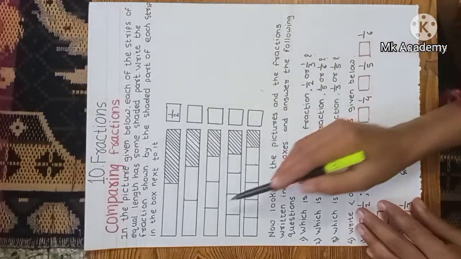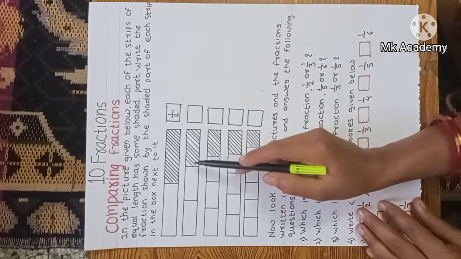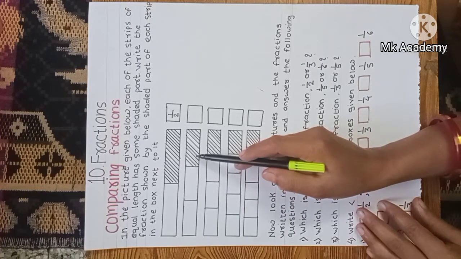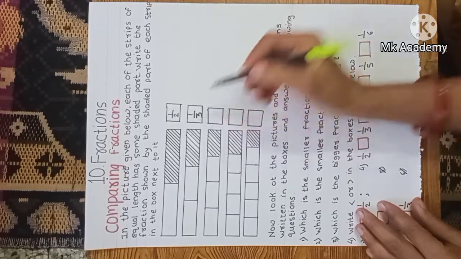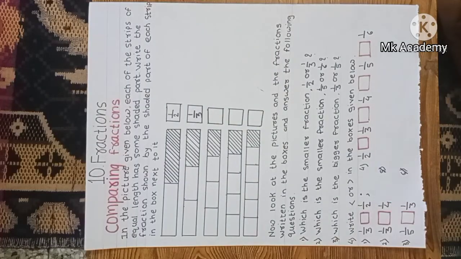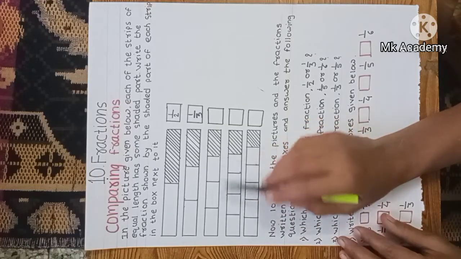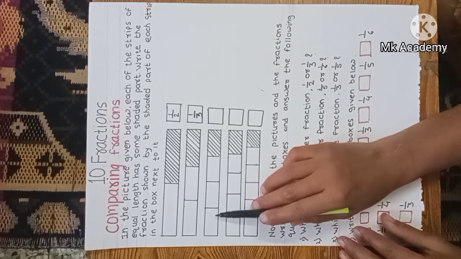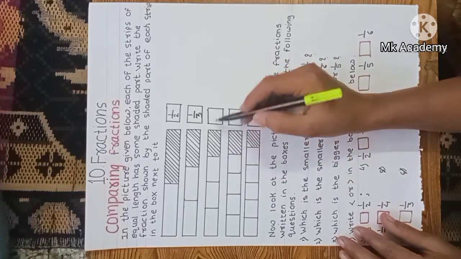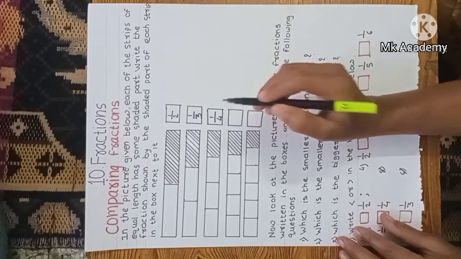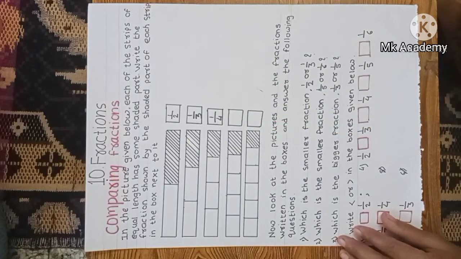Now see the second strip. Here how many parts? 1, 2, 3, 3 parts, and how many shaded parts? 1. Therefore 1 by 3, or 1 upon 3. Now see the next strip. How many parts are in this strip? Let's count. 1, 2, 3, 4, 4 parts, and how many parts are shaded? 1, means 1 upon 4. Here on the upper side, the numerator, we write the shaded part.